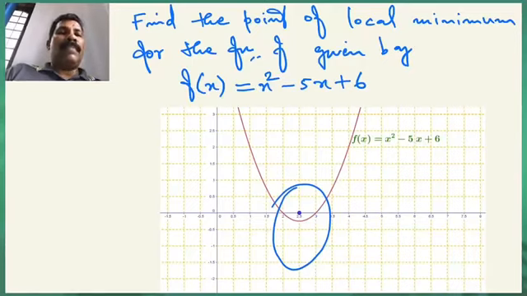local minimum. How do we locate that point using calculus? Here we can use calculus in a very fantastic way to find that point x equals 2.5, which is a point of local minimum.